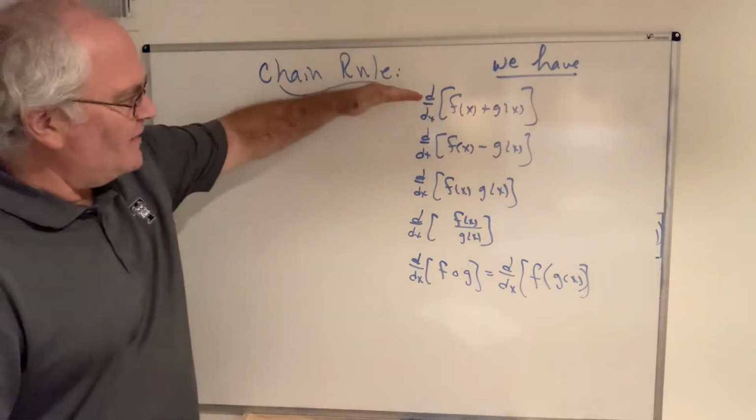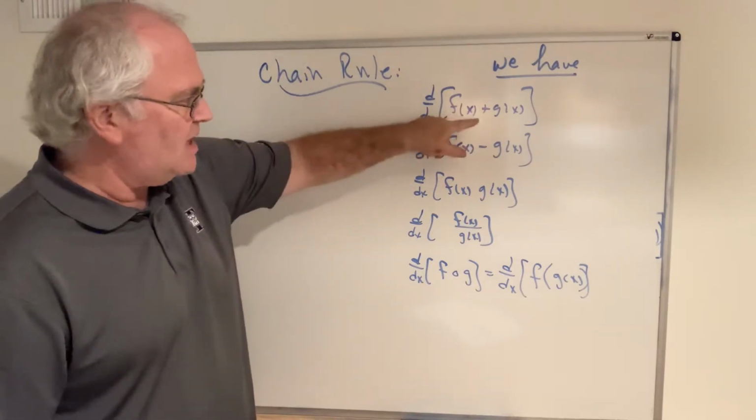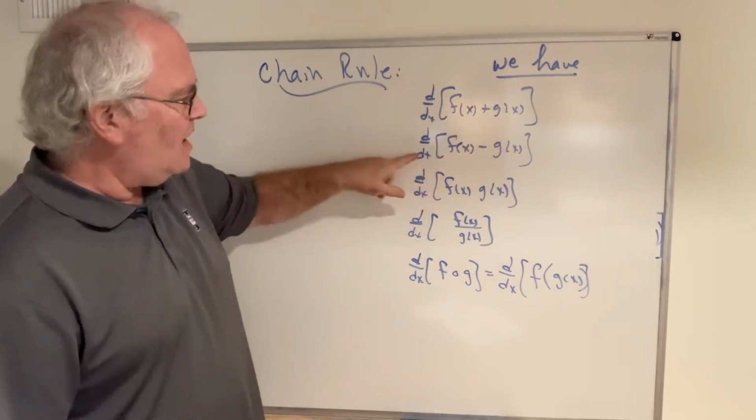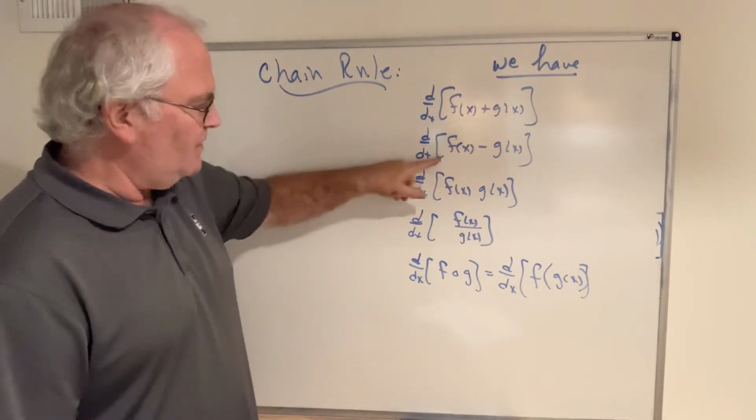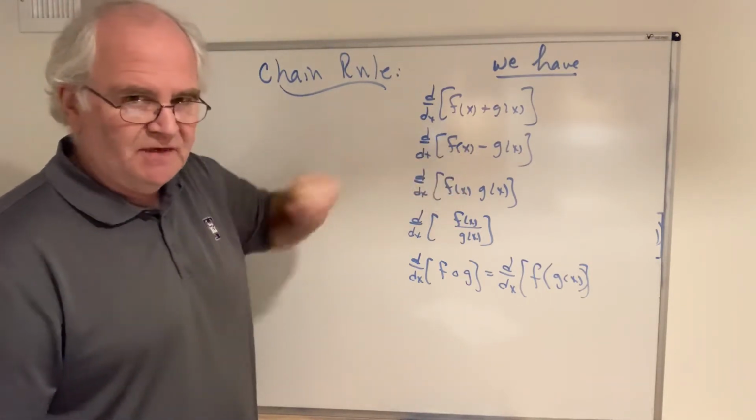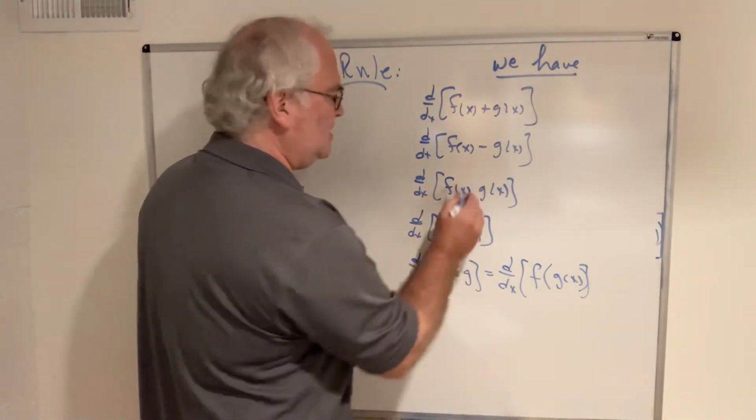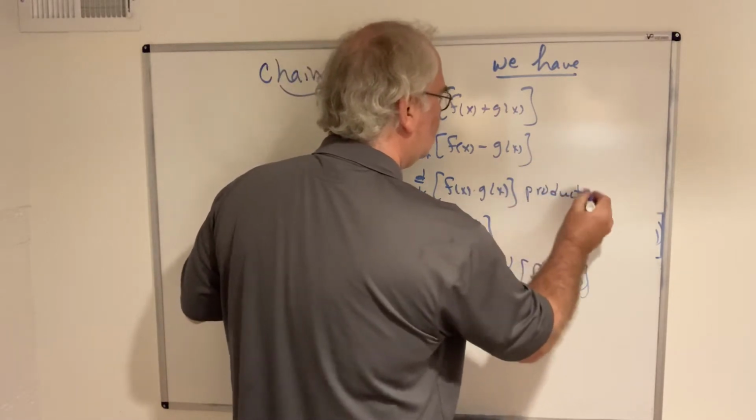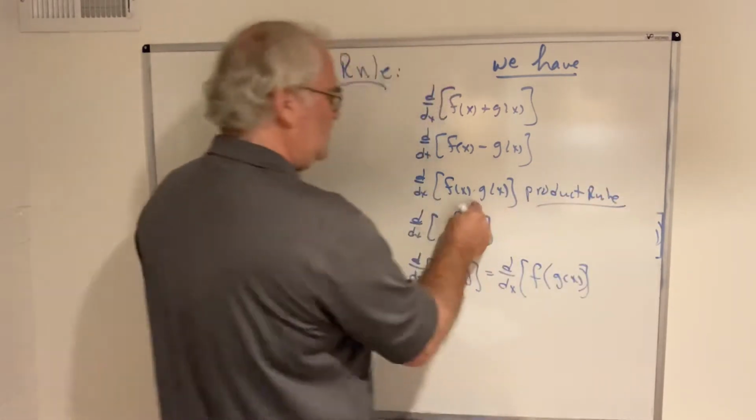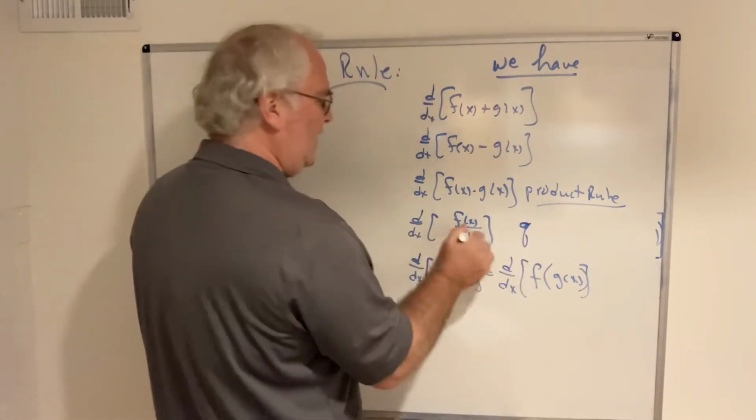Now we've talked about how to find the derivative of two functions that are added. That's very straightforward. The derivative of the sum is the sum of the derivatives. We've talked about how the derivative of the difference is simply the difference of the derivatives. We've talked about how to do the product. This is the product rule. Right? We have to use the product rule here. Here we have to use the quotient rule when you're dividing.